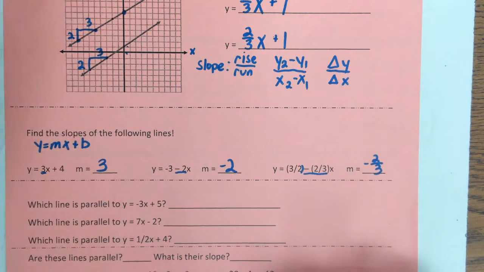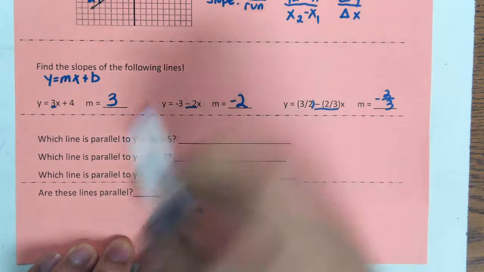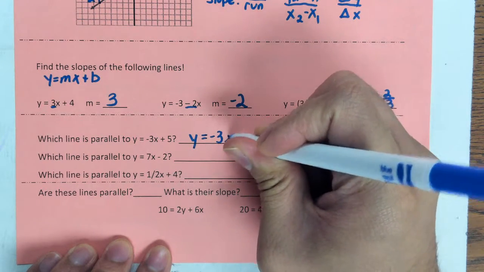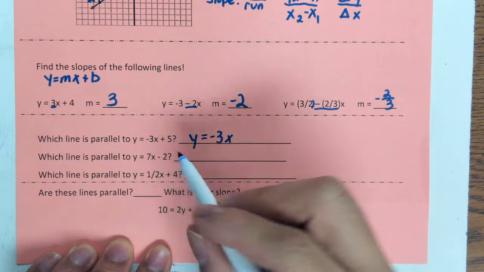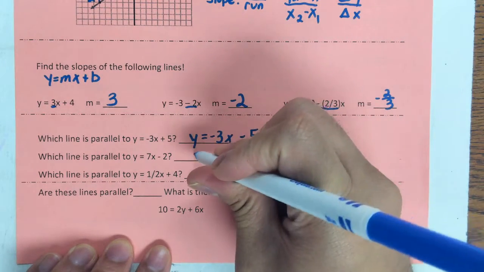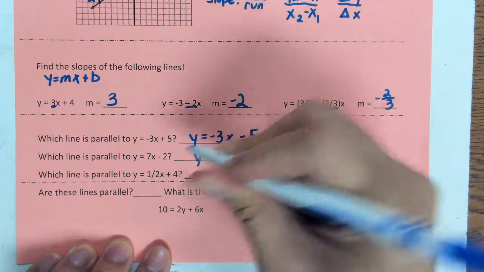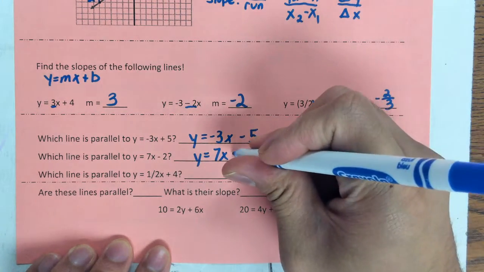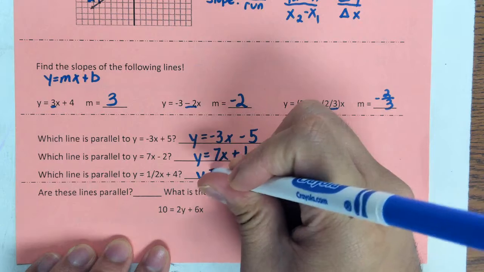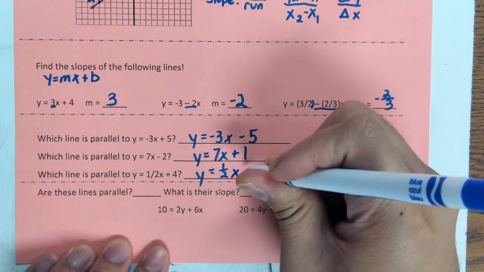So now I'm just going to show a couple different examples of parallel lines. If I want a line that's parallel to y equals negative 3x plus 5, that means I want to keep the slope of negative 3x, but now I want a different y-intercept. So instead of plus 5, let's pick minus 5. Another example, for y equals 7x minus 2, we have to keep the slope, y equals 7x, but instead of minus 2, it can be plus 1, a different y-intercept. And lastly, y equals 1 half x plus 4. So let's have instead 1 half x, I don't know, plus 9.